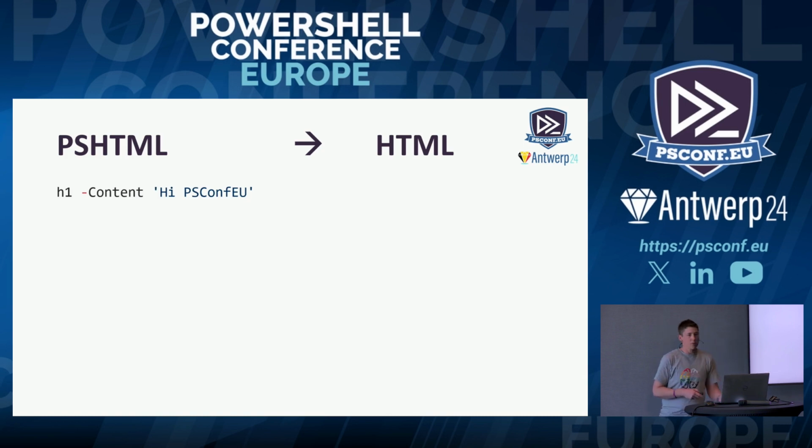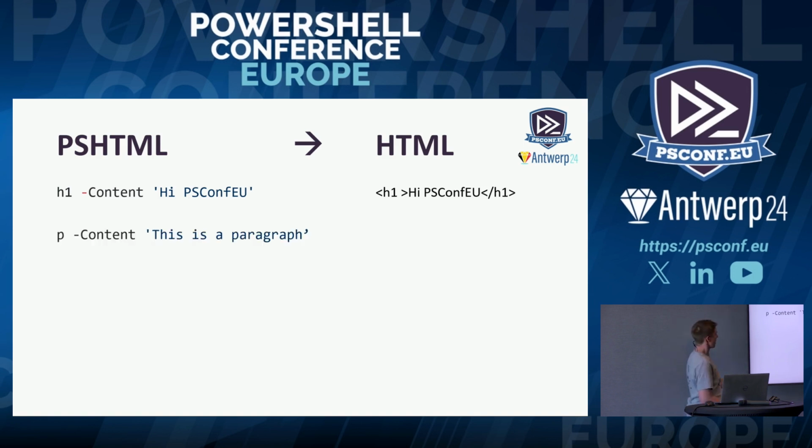So this is PowerShell. You can tell it's PowerShell, but it looks a bit different, right? We haven't got that verb-noun naming format because we're using a DSL. So H1 is our function, and then we're going to pass in some content. And what that's going to do is it's going to create the heading 1 tags with the content that we've passed in. We can do the same thing for a paragraph. Paragraph, content, this is a paragraph. There you go, a HTML paragraph.